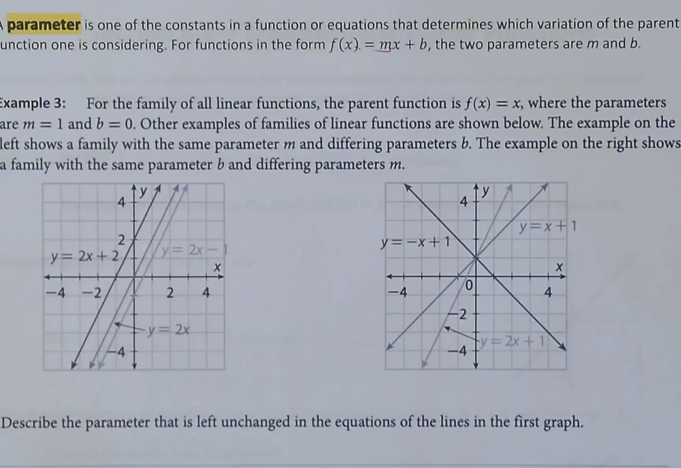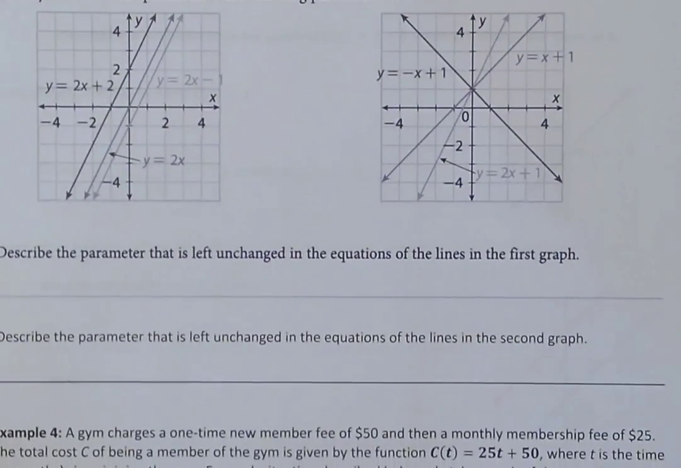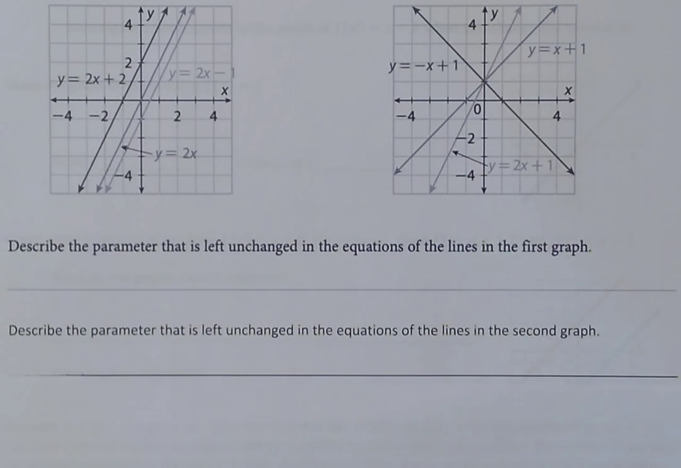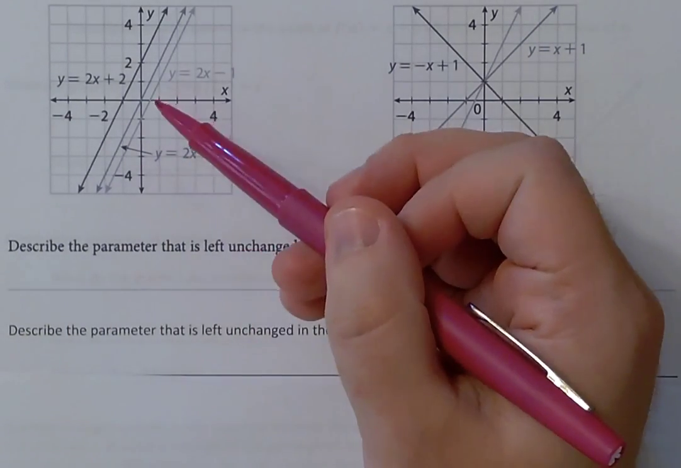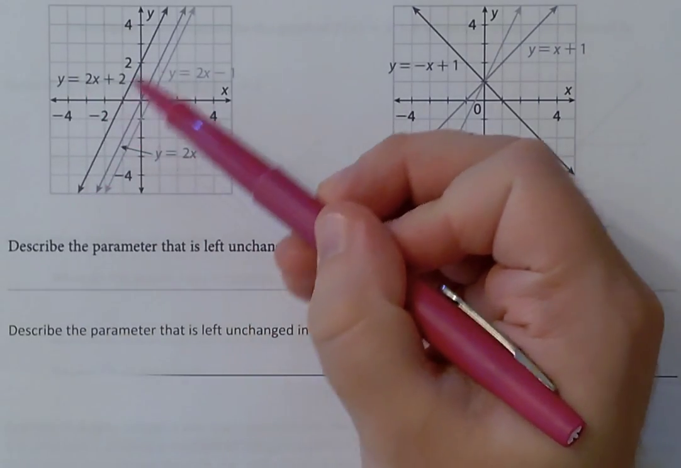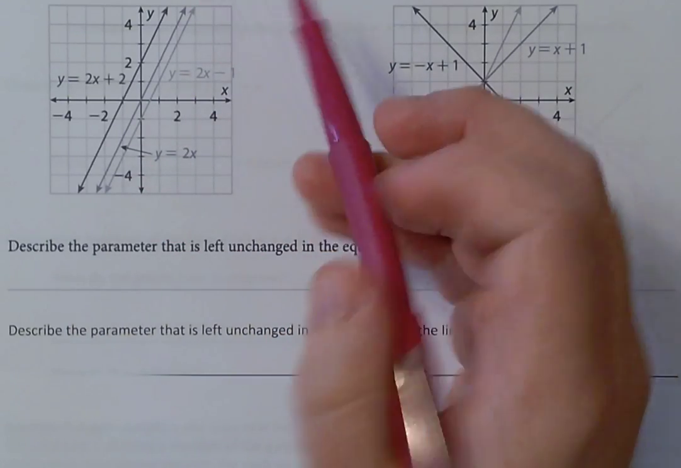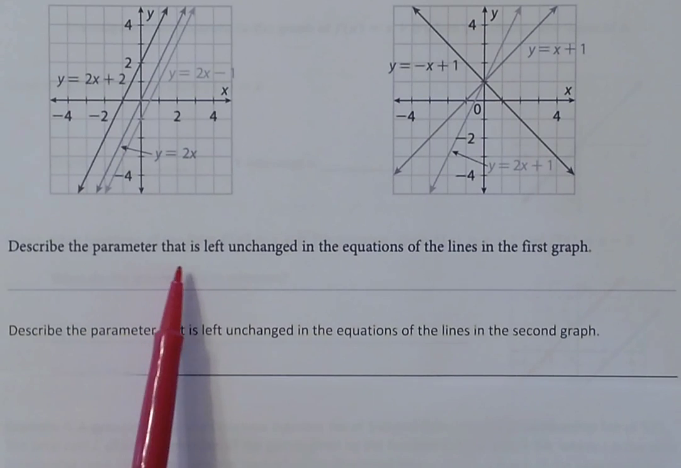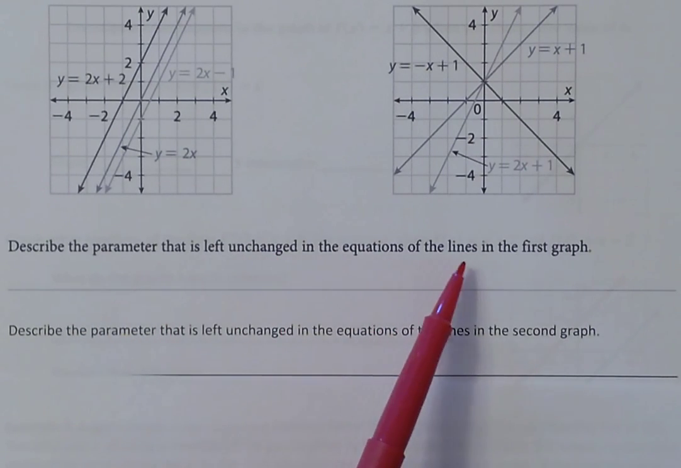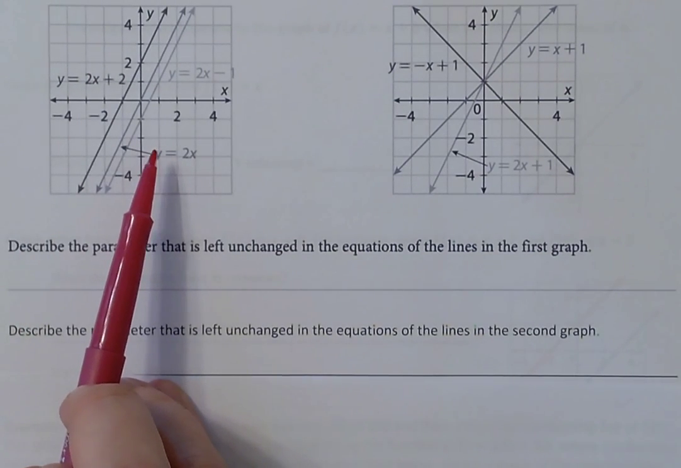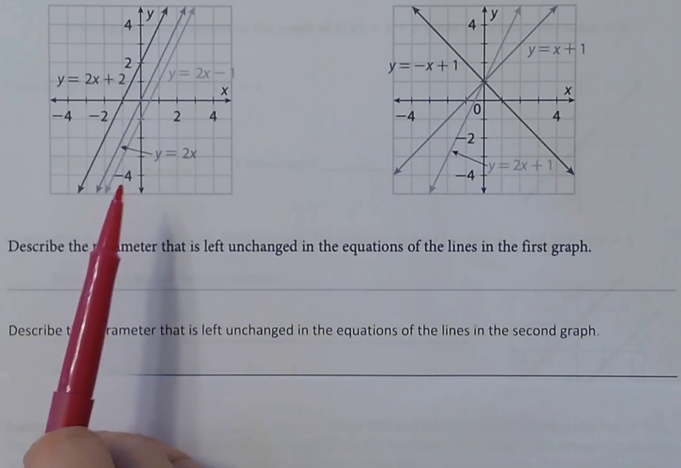All right, so I'm going to slide this on up, and I'm actually going to take away all the wording for example 3 and just kind of go through and explain what it wants. So if we look at the first graph, we have 3 different lines graphed: y equals 2x plus 2, y equals 2x, and then y equals 2x minus 1. It wants us to describe the parameter that is left unchanged in the equations of the line of the first graph. So based off of this, is the slope left unchanged, or is the y-intercept left unchanged?